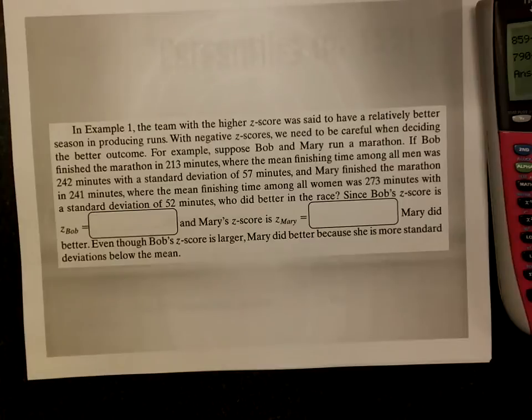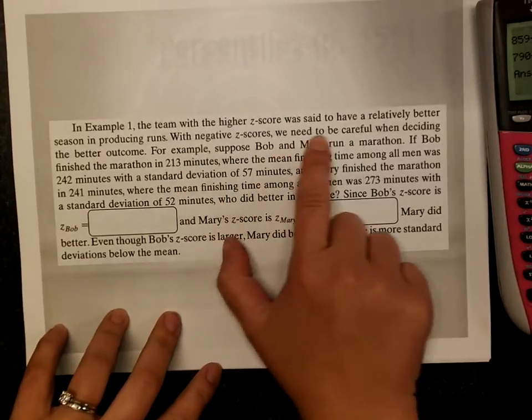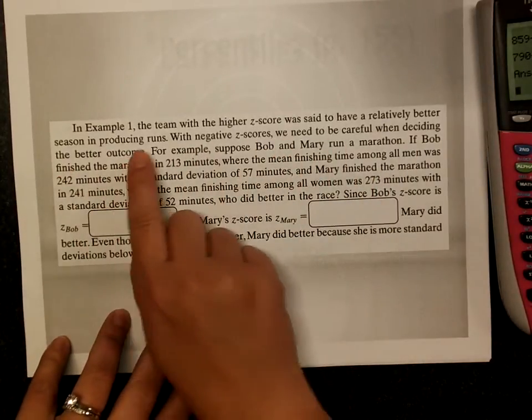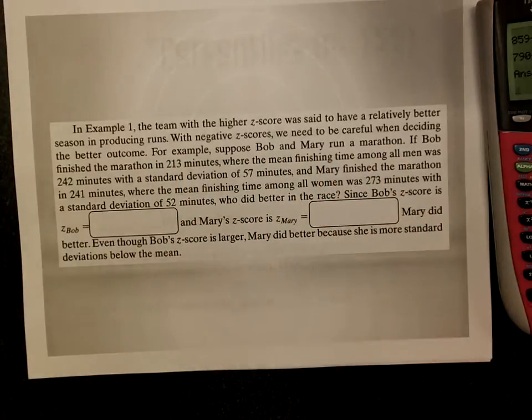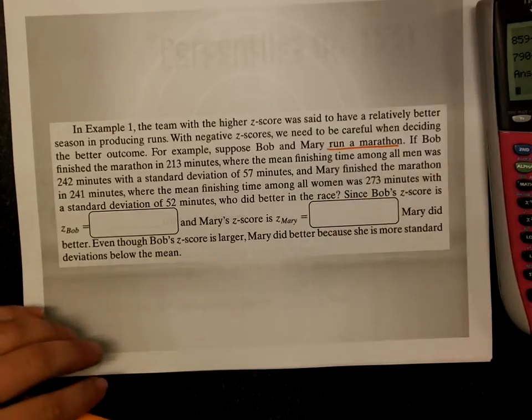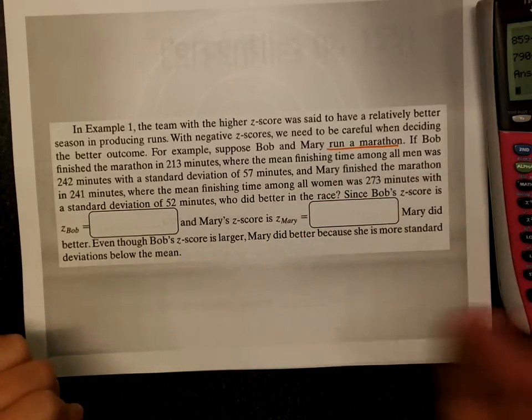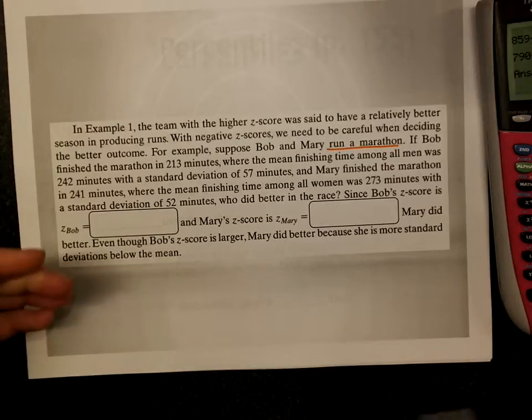Here's another example. In example 1, the team with the higher z-score was said to have a relatively better season. With negative z-scores, we have to be careful when deciding the better outcome. So let's say Bob and Mary are running a marathon. Now let's think about if we're running or racing. If you're racing, you want a faster time. A faster time is a smaller number.